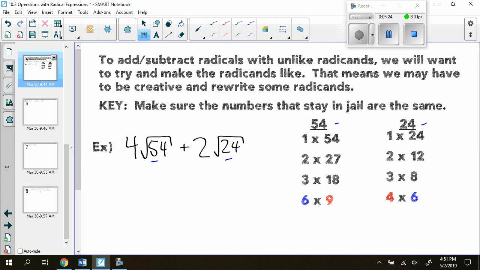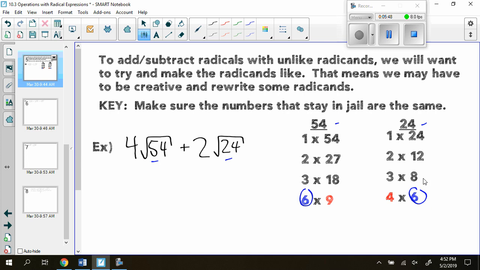And if you look, make your way down the list, the things I've got highlighted there in blue, that's the non-perfect square factor that would stay inside and be the radicand. Notice that the 6 matches this 6, that's why I have it in blue. And then the 9 and the 4, those are the perfect square parts of the factoring that we'd be able to bust out of jail to make the radical more simple. So let's transform this and see what it looks like.